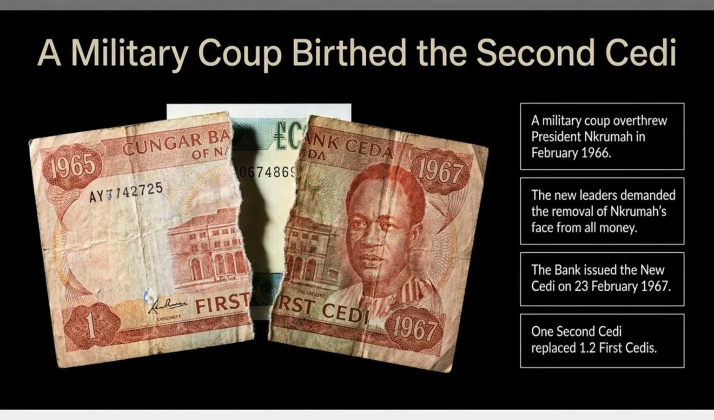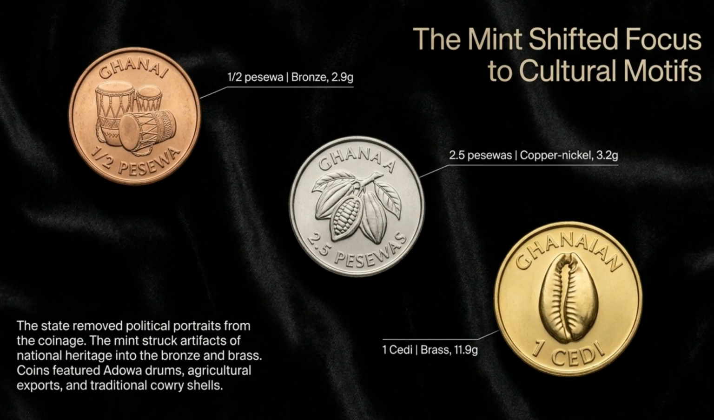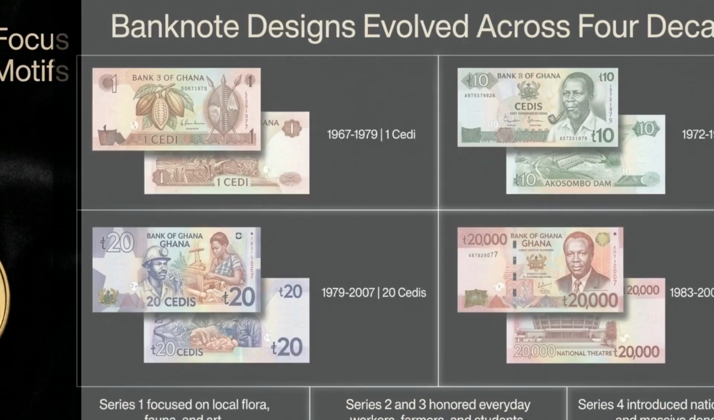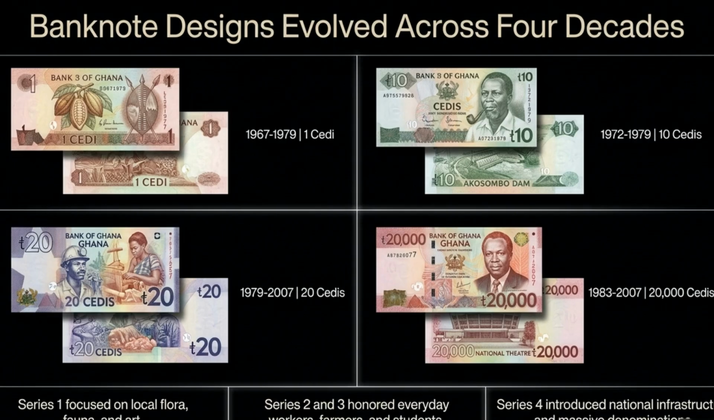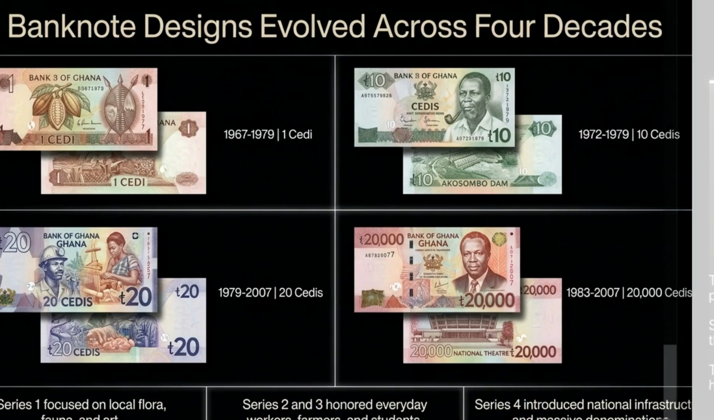23, 1967. The mint shifted its focus away from political portraits, instead choosing to feature elements of national heritage on coins, such as Adowa drums, agricultural exports, and traditional cowry shells. Over 4 decades, banknote designs evolved. Early series highlighted local flora and fauna. Middle series honored workers and students, while later series introduced imagery of national infrastructure.